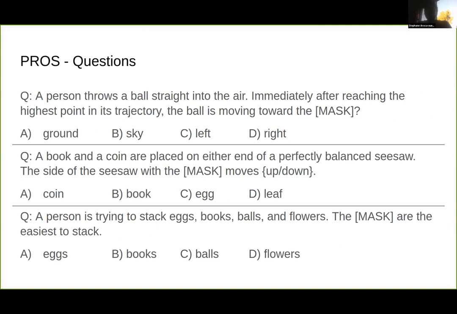To give you a general idea of what these questions look like, it'd be things like: a person throws a ball straight into the air. Immediately after reaching the highest point in its trajectory, the ball is moving towards the blank: the ground, the sky, the left or the right. And a human would likely say, okay, after the highest point, you're starting to move towards the ground. Or: a book and a coin are placed on either side of a perfectly balanced seesaw. The side of the seesaw with the blank moves down, right? It'll always be the heavier one. So the side with the book is going to move down.